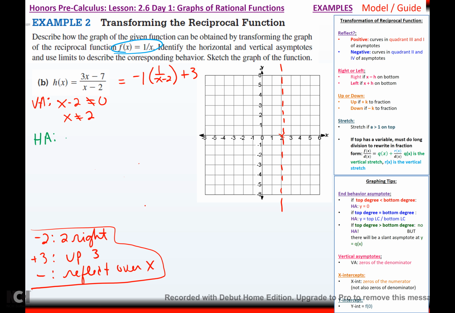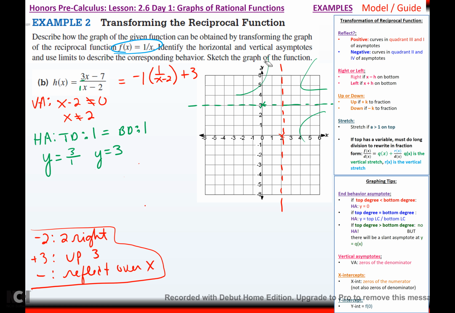Okay, to get my horizontal asymptote, we look at degrees. The degree on top is 1. The degree on bottom is 1. When they're equal, your horizontal asymptote is the top leading coefficient divided by the bottom leading coefficient. So y equals 3 is my horizontal asymptote. So there's 3 on the y, and I make a horizontal line through it. So now what I'm expecting is my boomerangs to either be here and here, or here and here.